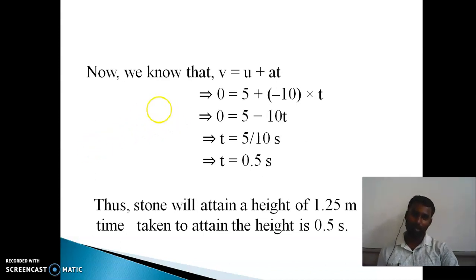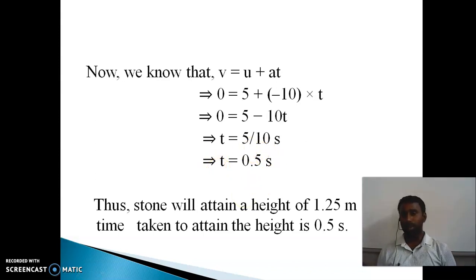So minus 10t goes to the other side, that means 10t equal to 5. So t equal to 5 divided by 10, that means half a second. We can write it in decimal as 0.5 second. So while it reaches the height of 1.25 meter, the time taken is t equal to 0.5 second. So that is your answer for this case.